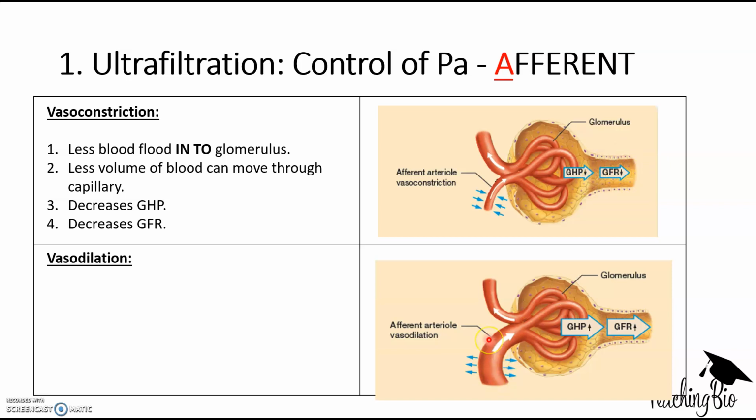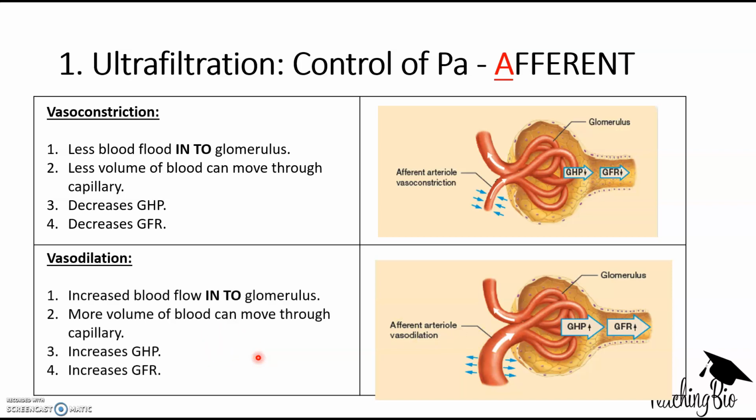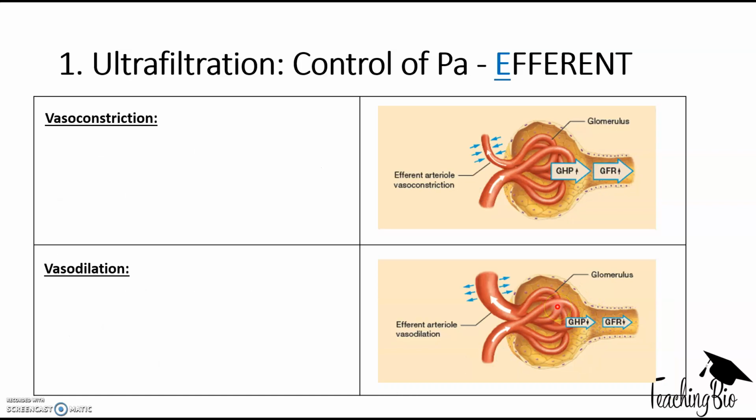Vice versa, if we use compounds to dilate the afferent arteriole, we will instead have more blood moving into the glomerulus. Therefore, we'll have an increase in glomerular hydrostatic pressure and then an increase in GFR. Now, the opposite is true for the efferent arteriole.